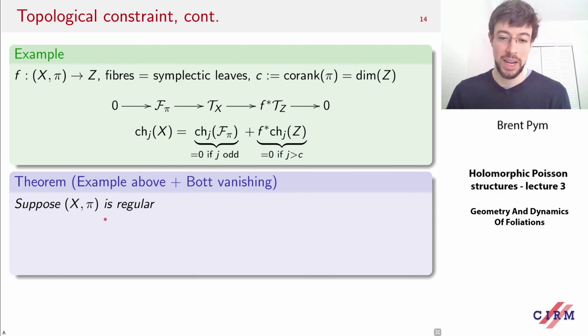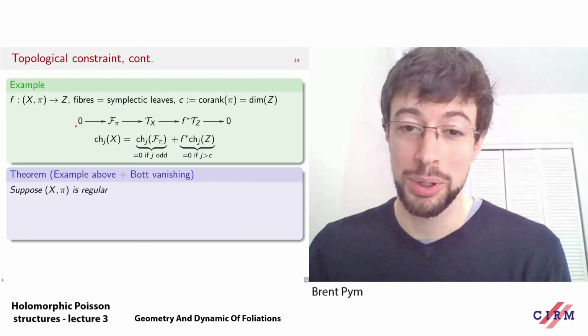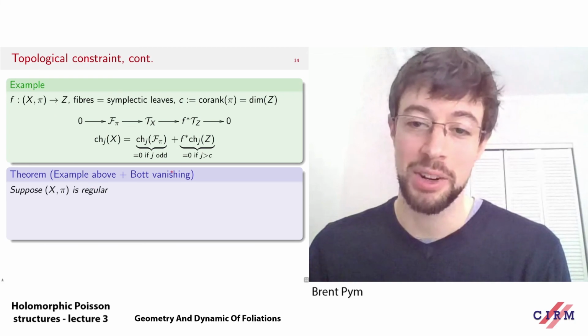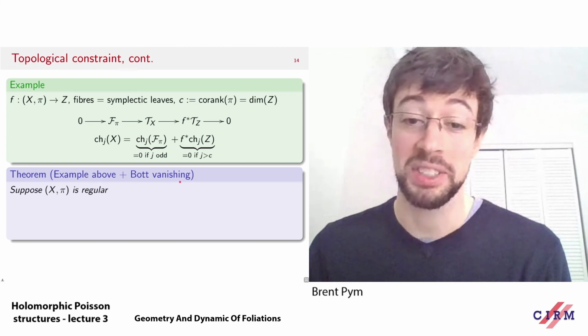Morally speaking, any regular Poisson manifold is not very far from this example. You could consider the space of all of its leaves. In good situations, that will be a manifold, and it will be a fibration in this way. But in general, the leaf space may not be a manifold. But there's a way of still pretending that it's a manifold and getting some vanishing of characteristic classes, which is called Bott's vanishing theorem.